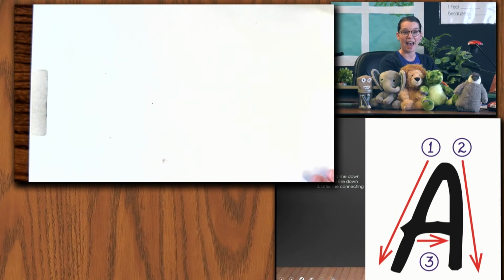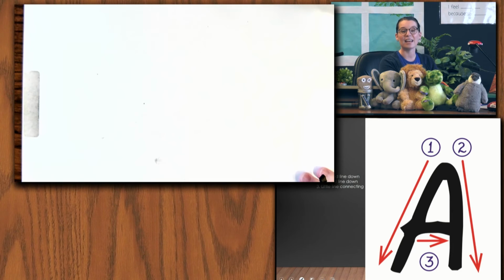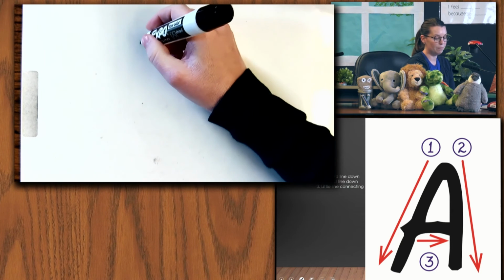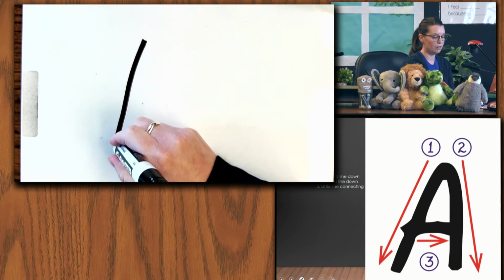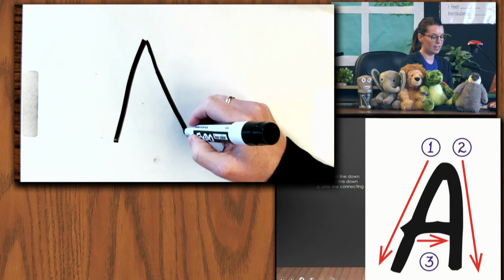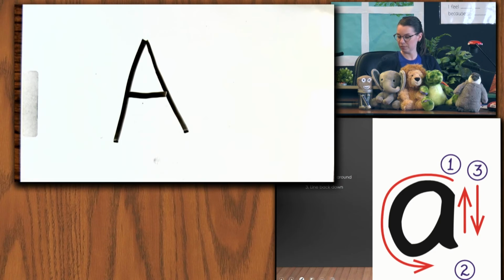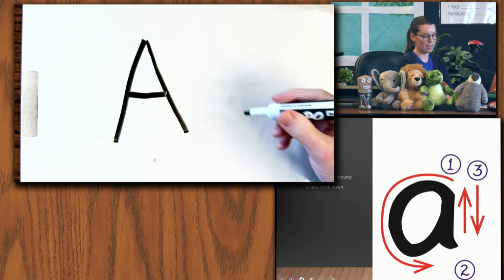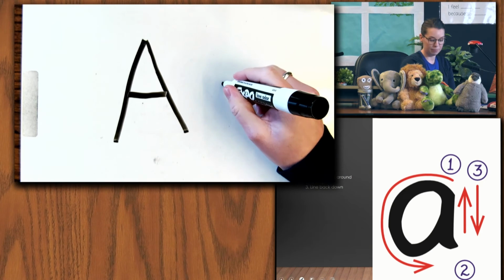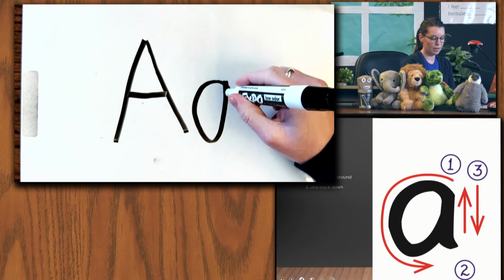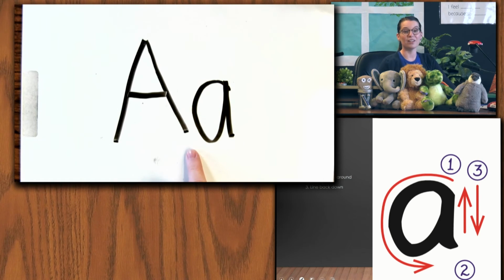A says A and A says A. Pens up, slanted line down, slanted line down, connect in the middle. Lowercase a, pens out, bump back around, line up and down. These are the letters A. A says A and A says A.